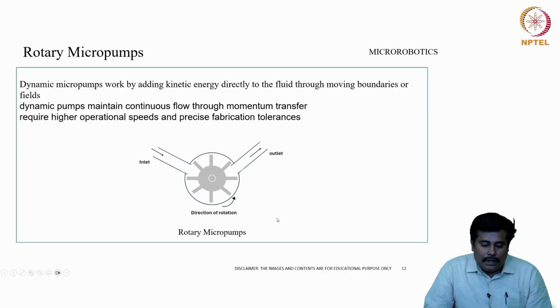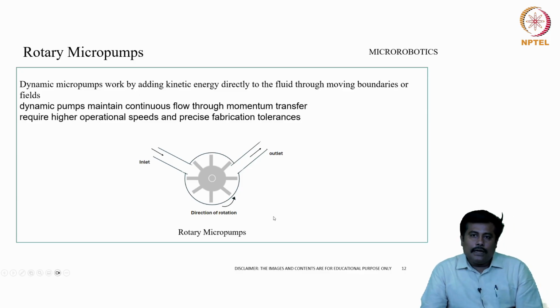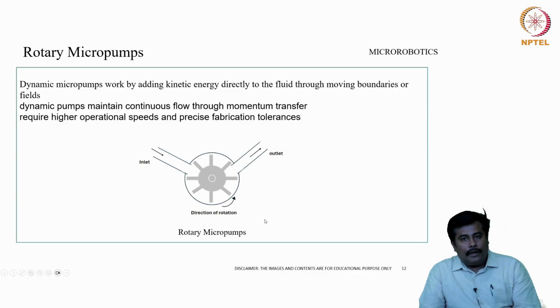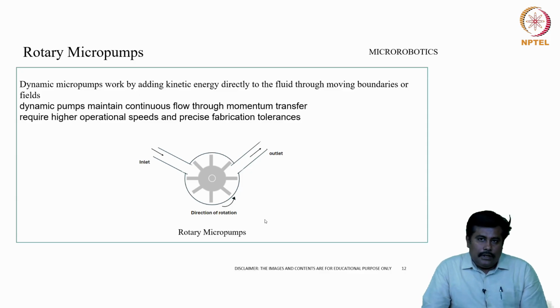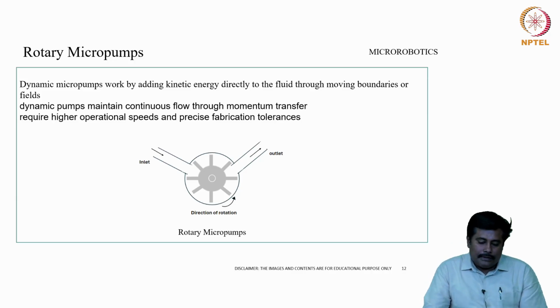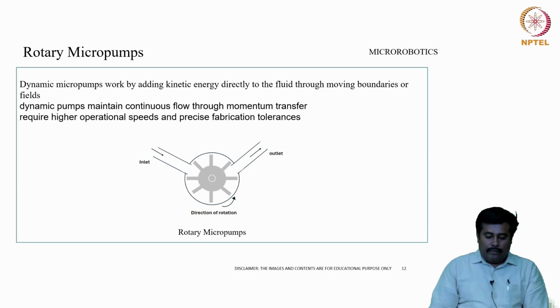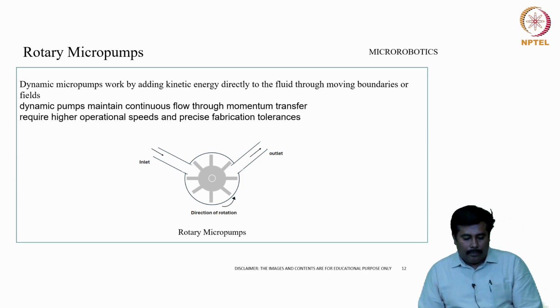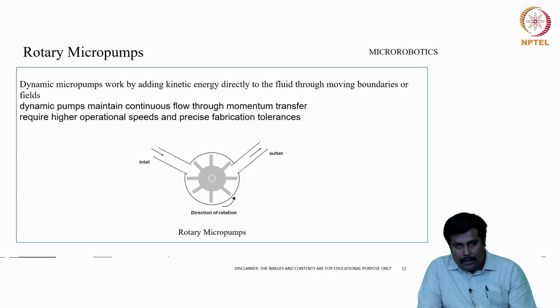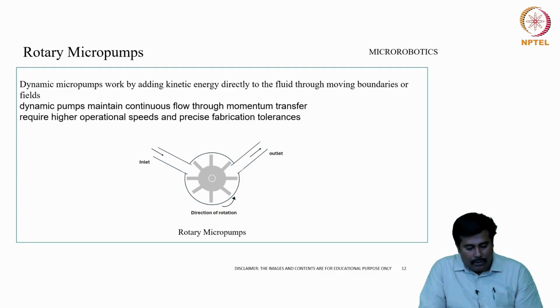Now, the next configuration we can consider is a simple rotary micro pump. As far as these rotary micro pumps are concerned, these are a kind of dynamic micro pump which works by adding kinetic energy directly to the fluid through moving boundaries or fields. These dynamic pumps maintain a continuous flow through momentum transfer, and it requires a higher operational speed, and it also requires a precise fabrication tolerance. When we talk about the higher operational speed and precise fabrication tolerance, it basically depends upon the inlet, and then it depends upon the outlet configuration.